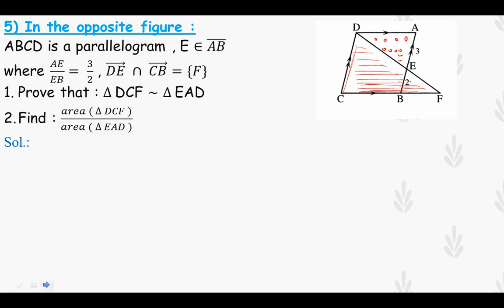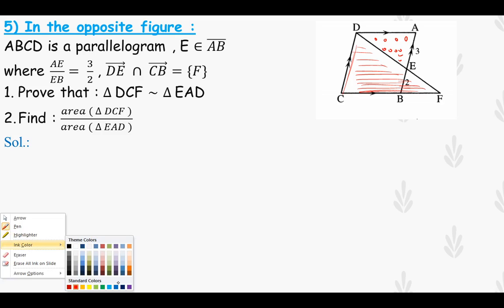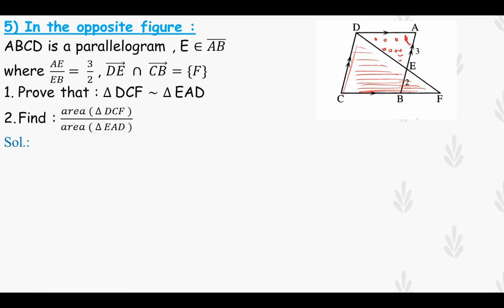Here you know that ABCD is a parallelogram, so the measure of angle A is equal to the measure of angle C. Two opposite angles in a parallelogram are equal in measure. We all know that each two opposite angles in a parallelogram are equal in measure, so the measure of angle A will be equal to the measure of angle C.